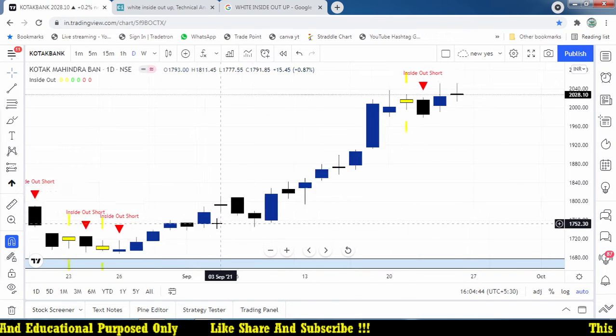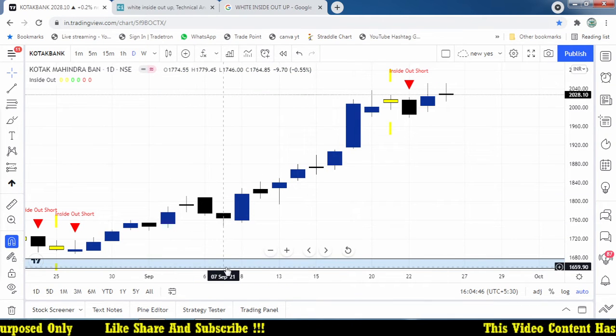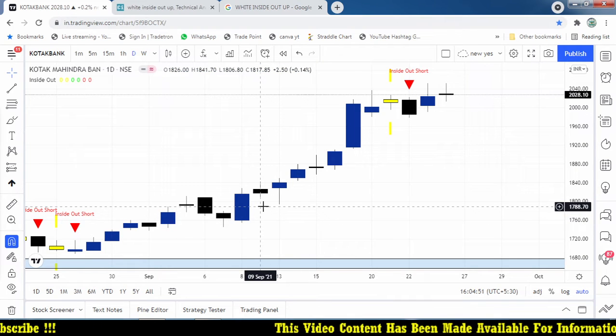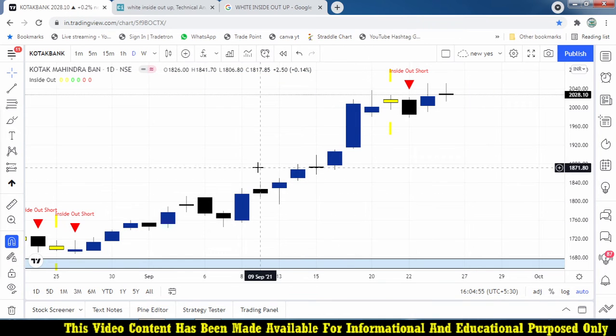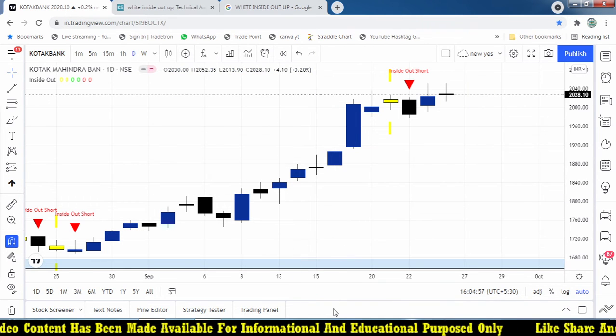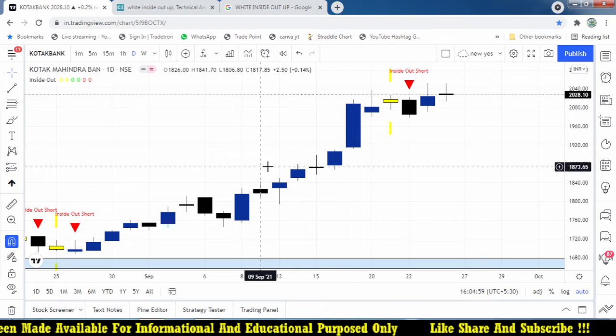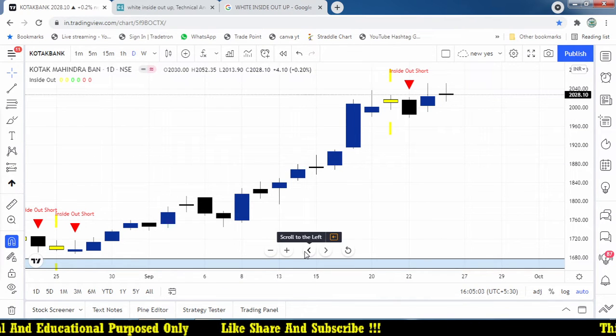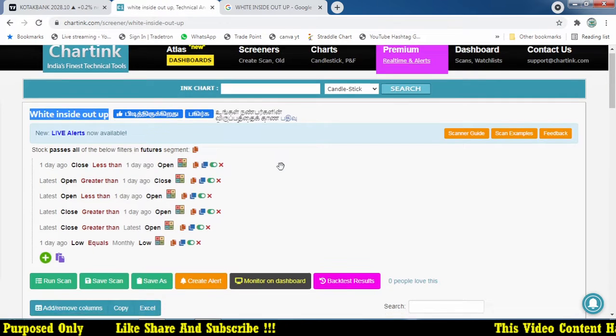Now you understand: the first candle should be green or red, the next candle opens in between, that is a gap up or gap down, and then it closes above the first candle or closes below the first candle. That is called the inside out up or inside out down. In this video I'm going to cover the inside out up candlestick.